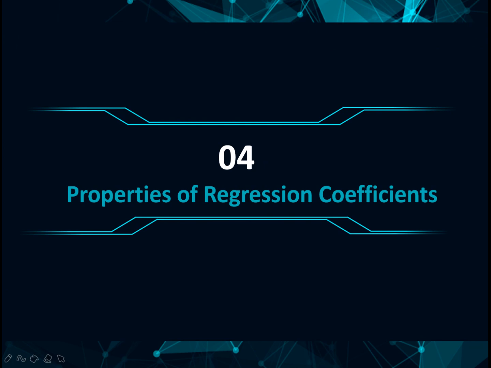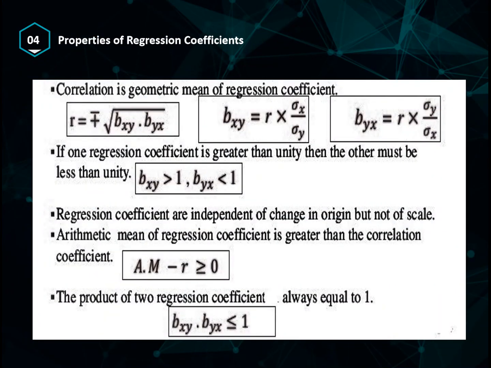Now let's see what are the properties of regression coefficients byx and bxy. The first property is that correlation is the geometric mean of regression coefficients. As we have b in terms of the x on y equation, the b coefficient can be written as r into sigma x by sigma y. In terms of the y on x equation, the b coefficient can be written as r into sigma y by sigma x. By taking the product of both and applying the square root, we are going to get the r value.